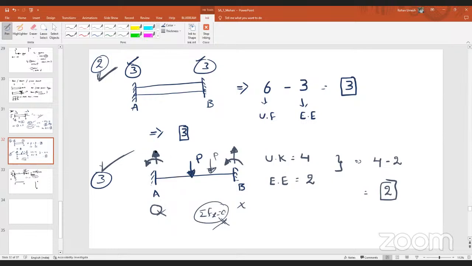See, if this P is acting, then you might get a reaction of, let us say, P by 2. If one more P is also acting, then one more force P by 2 will come. Adding both, you get the value of P. But ultimately, what is the unknown force direction? Only one, isn't it? So it doesn't matter how many forces are acting on the beam, the only thing is the magnitude of that reaction force you have to consider.